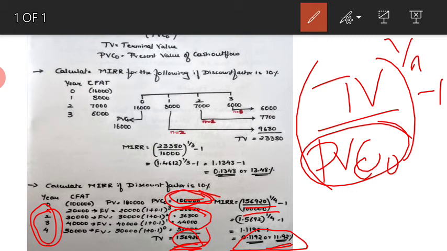So with this, we come to the end of the individual methods of investment decision. In the next video, I'll be talking about a problem where CFAT is not given. They have given cash flows before tax. How do we convert cash flows before tax into after tax and use it in the formula is what we are going to see in the next video. Till then, thank you.